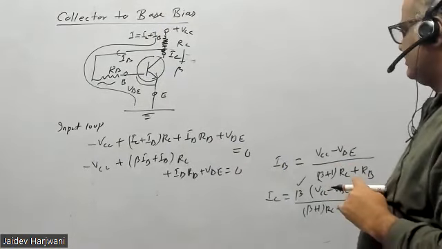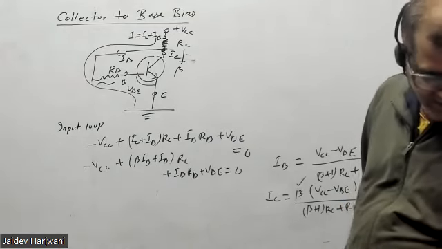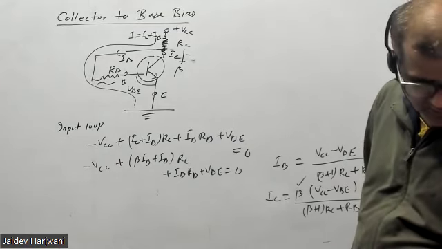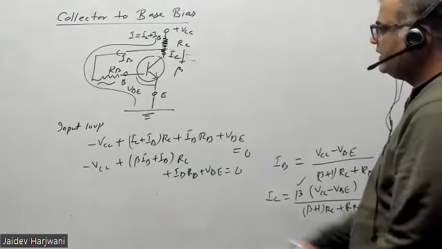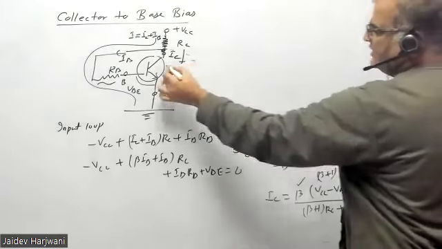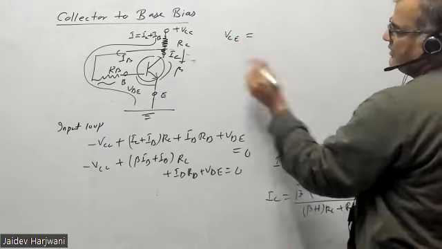Okay, sir. Is there any student who has doubt in this equation? Tell me, or shall I proceed? No, sir. Okay. Now what is the output equation? You want VCE. So VCE will be what?